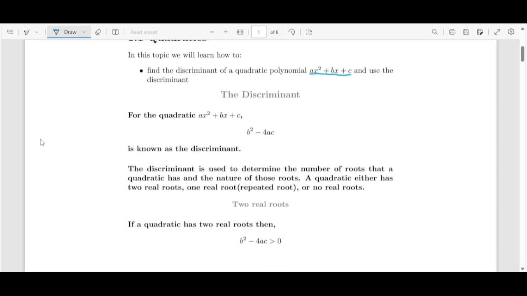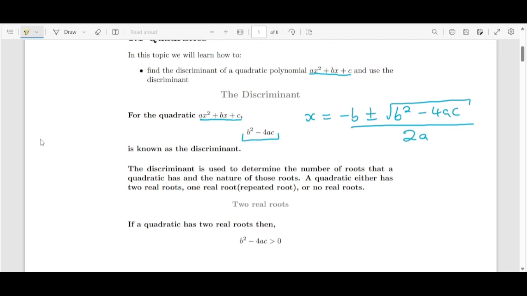So if we have a quadratic in the form ax squared plus bx plus c, the discriminant is b squared minus 4ac. This actually originates from the quadratic formula, which is x equals minus b plus or minus the square root of b squared minus 4ac over 2a. If I can just highlight that, you notice that our discriminant is what's under the square root sign. So this is the discriminant, b squared minus 4ac.